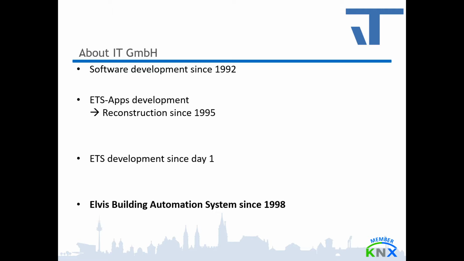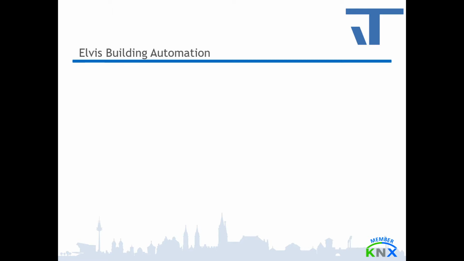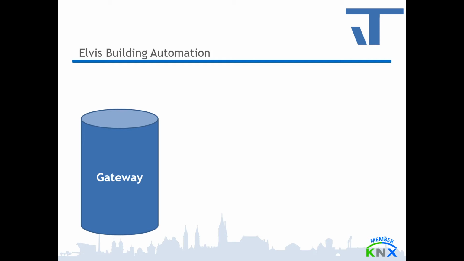So, how can you start and describe Elvis? Elvis has three pillars. First, Elvis is a gateway. You can connect to many different bus systems and translate commands from one bus system to the other.